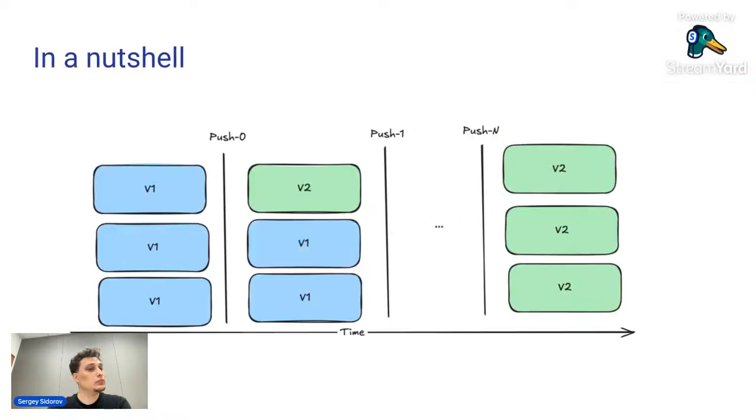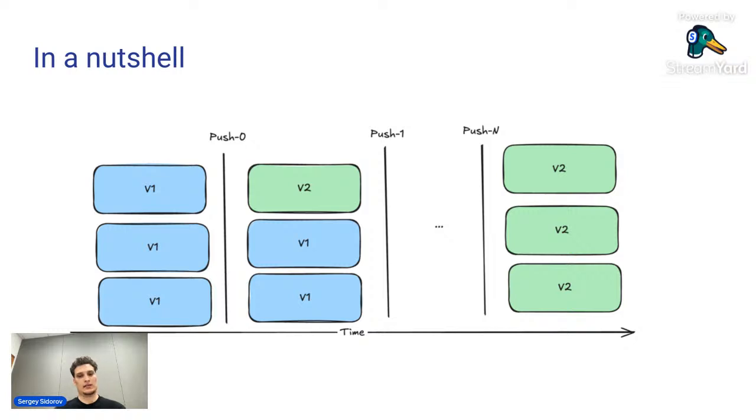So, in a nutshell, progressive rollouts have many different types and forms, but for the sake of the presentation, we'll focus on the core aspect of those. So essentially, instead of rolling out everything at once, we would like to have a more fine-grained approach to push it in stages. Let's say we have multiple stages. Let's say we have a service version 1, like in this slide, and we would like to roll out a new version of the service.